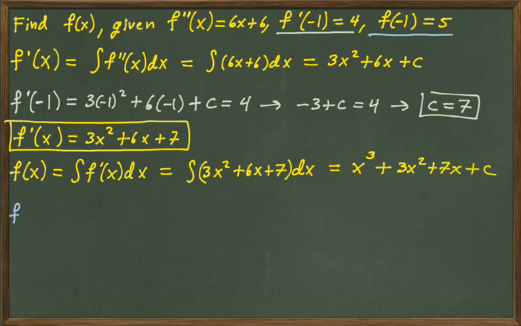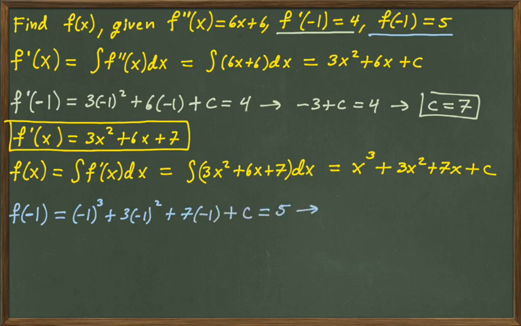Use your particular condition given, f of negative 1 is equal to 5. So plug in negative 1 for the x's. And that's going to be equal to 5. Okay, and that's what the particular condition was given. We'll simplify this down. So negative 5 plus c is equal to 5. So this tells us that c is equal to 10.